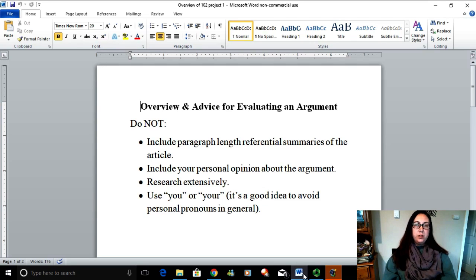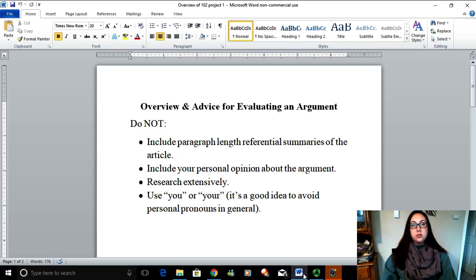It's almost, if you want to think of it like a critique or a formal peer review in some ways, where you're really looking at the structure and how the argument was put together, what it's missing, what its strengths were, what its weaknesses are. That's what you're really focusing on. So it's not about the topic or your personal opinion about the topic for this particular type of writing.